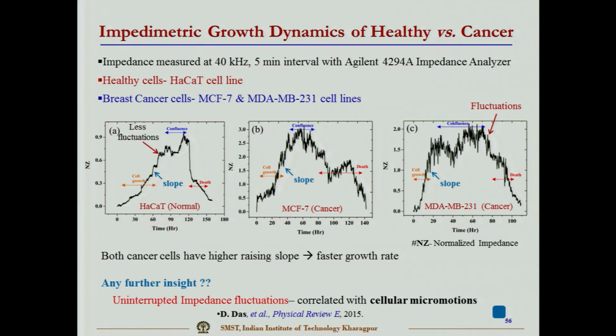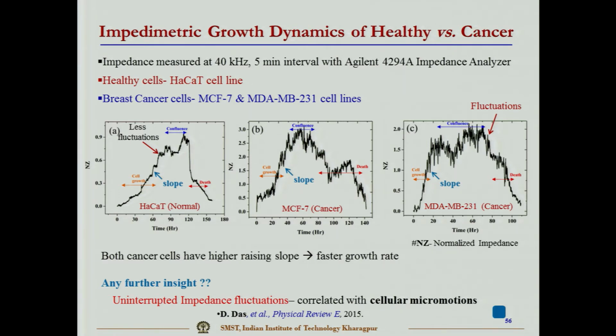But if we observe the rate of the impedance growth, that means the rate of cell number growth, it is much less compared to this one or this one, because this is a normal cell and these are cancer cells, and the cancer cell growth process is very high compared to normal. Therefore the slope of the curve at the initial phase is very small compared to these two, that we have observed under the impedance study.